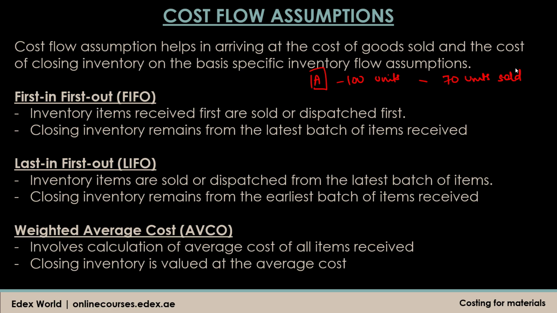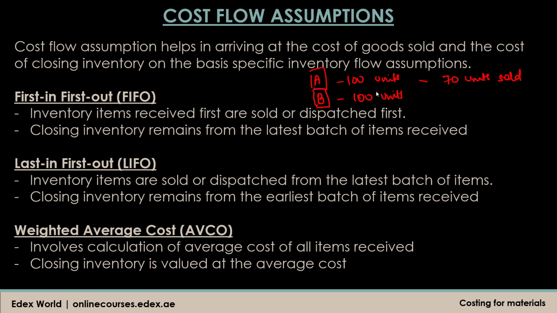But before those 30 units are sold, you receive another batch, batch B, and you receive an additional 100 units. So now you're left with 100 units of batch B and 30 units from batch A. Let's say this time you are selling 50 units. Now, how do you sell those 50 units?